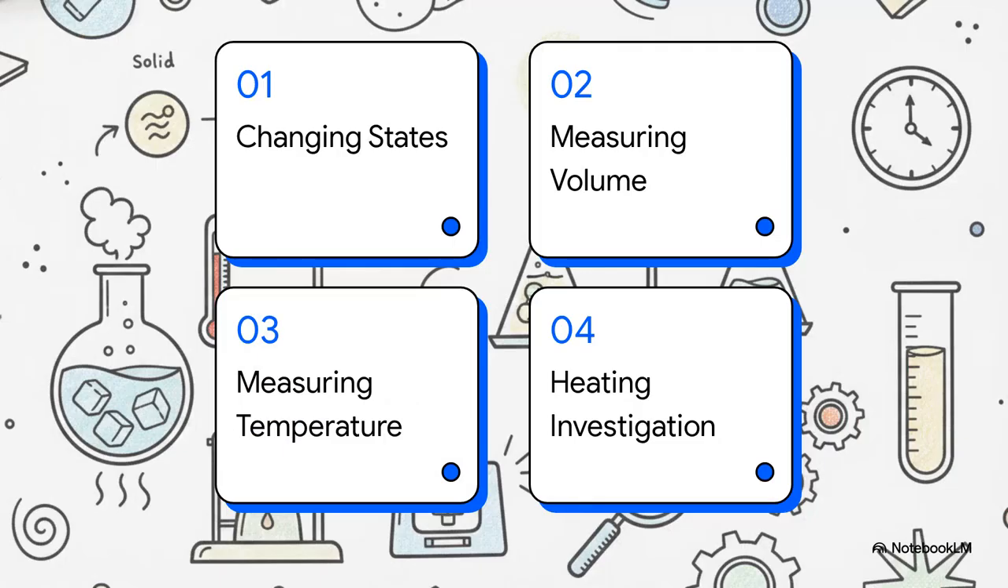So here is our quick roadmap for the explainer. First up, the magic of changing states. Then we'll look at precision measurement for volume, followed by precision measurement for temperature. And finally, we'll wrap up with the heating water investigation.